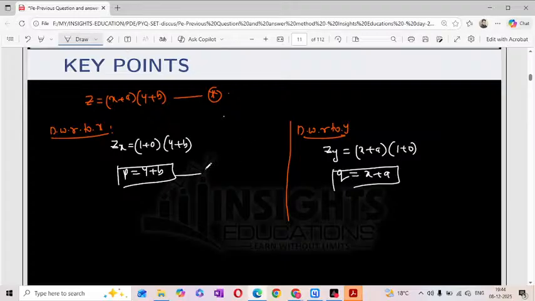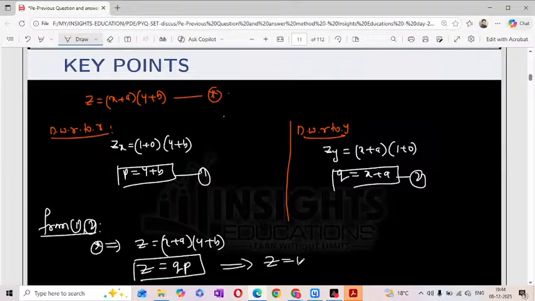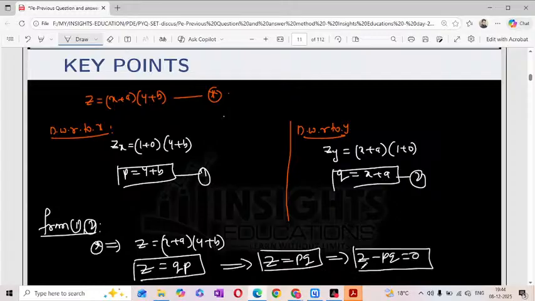Now substitute equation 1 and equation 2 in equation star. Now the equation star becomes z is equal to (x plus a) into (y plus b), that is z is equal to q and p. So our differential equation is now z is equal to pq, or z minus pq is equal to 0, which is our corresponding differential equation.